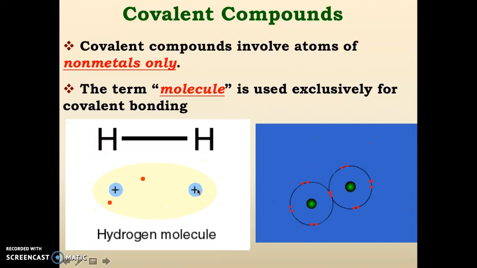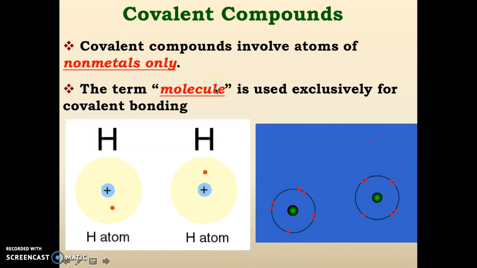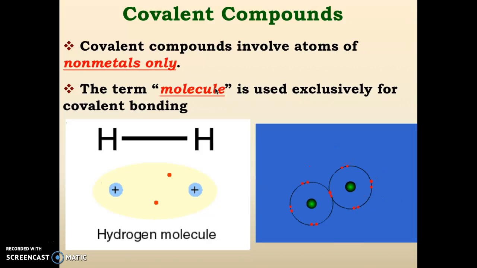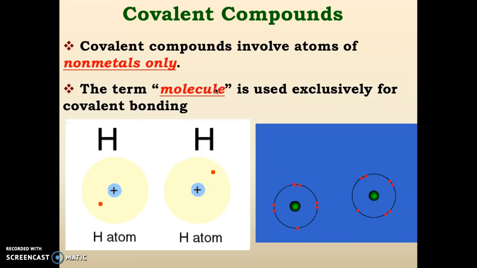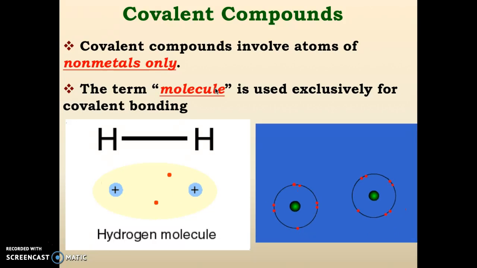Now, when they share and get their octet, they become a molecule. A molecule is used exclusively to describe covalent bonds, okay, or covalent substances that are bonded to each other to get their octet. So when we're talking about molecules, we're talking about covalent substances, which are made of nonmetals only.